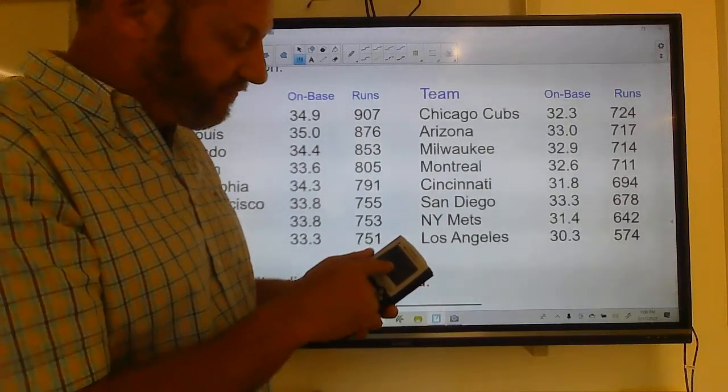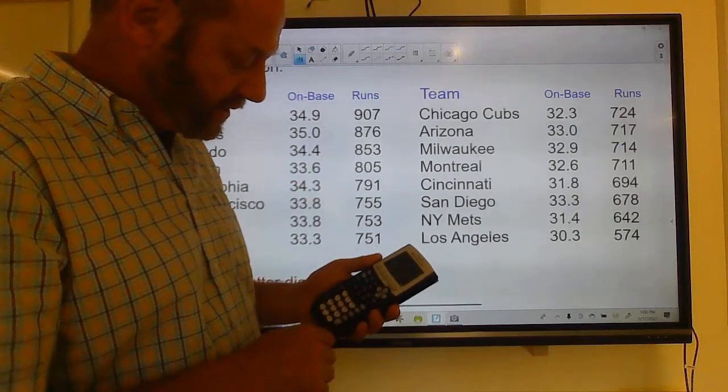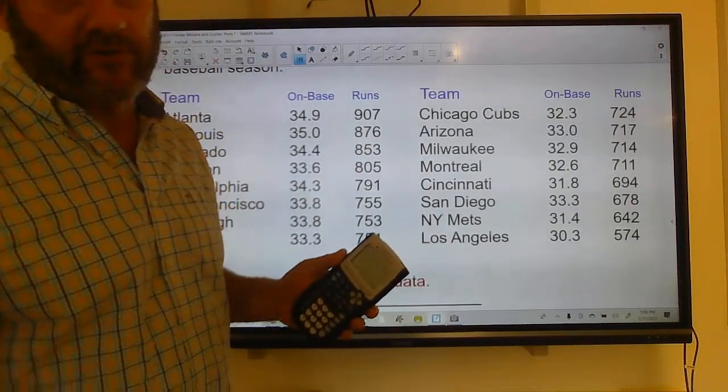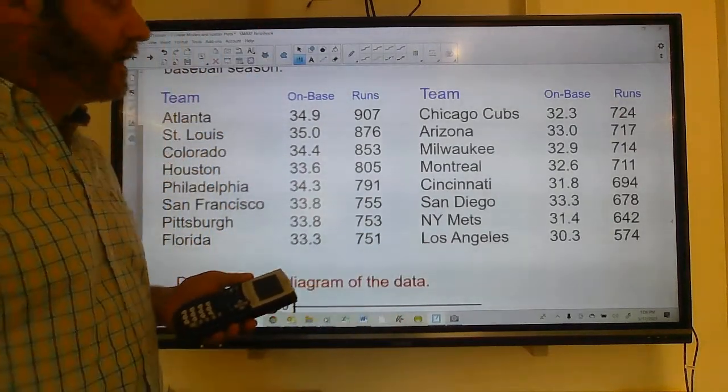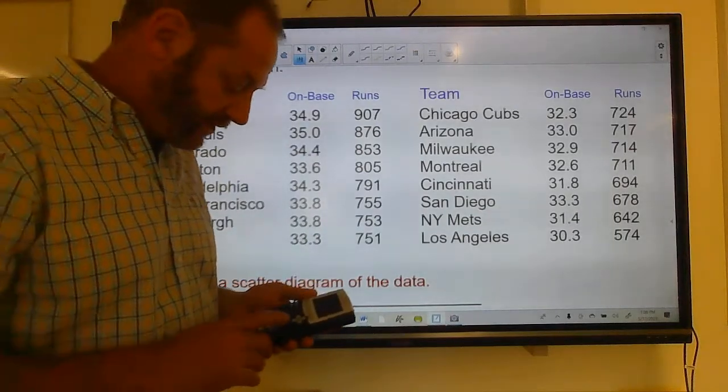And you're going to choose number 4, which says clear all lists. And then you're going to hit enter. Okay, so you've cleared the lists out of this thing so that there's no data in there that's going to mess with your deal.